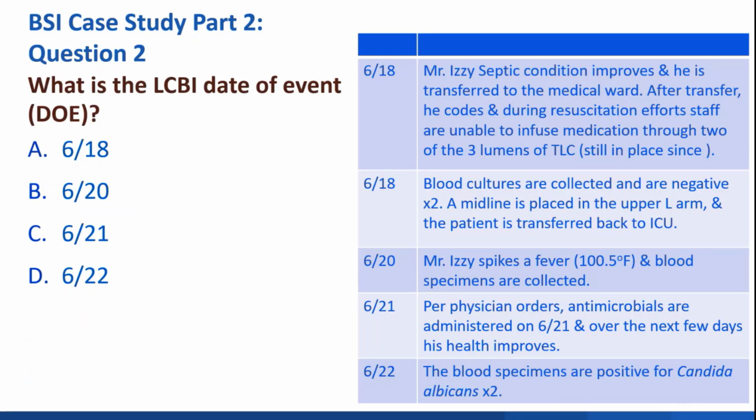So question number 2, what is the LCBI date of event? Is it A, 6/18, B, 6/20, C, 6/21, or D, 6/22?